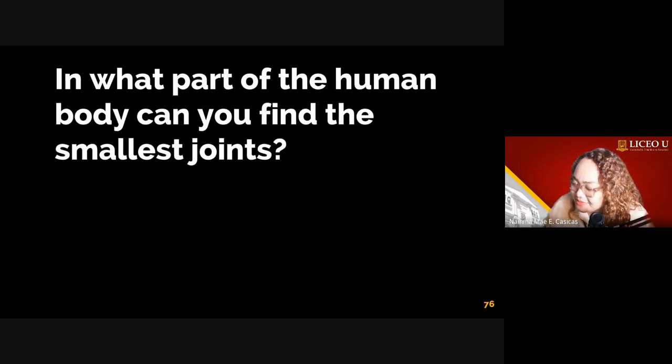Between the bones in the middle ear. Okay, yes, that's correct. You can find the smallest joints in your middle ear because it is also the site of the smallest bones. It just makes sense na ang smallest joint makita sa imong ear. Okay?